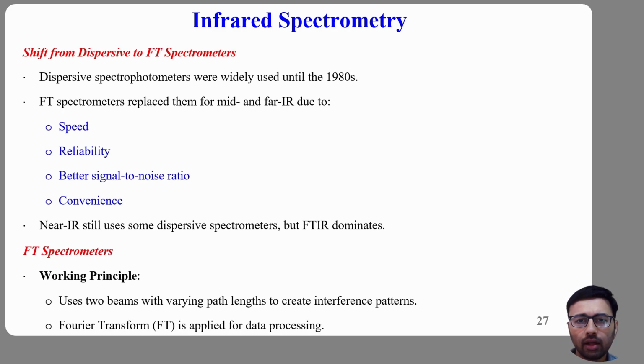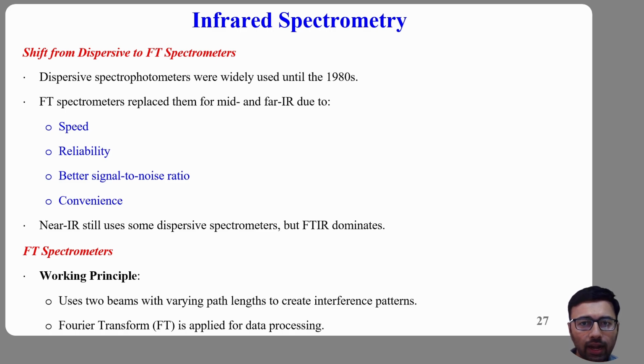If you entered a chemistry laboratory during the 1960s or 70s, you would almost certainly see a dispersive IR spectrophotometer. At that time, these instruments dominated analytical chemistry. But beginning in the late 1970s and especially throughout the 1980s, a dramatic technological shift occurred. FTIR spectrometers rapidly replaced dispersive instruments for most infrared applications. Today, FTIR systems are the global standard.